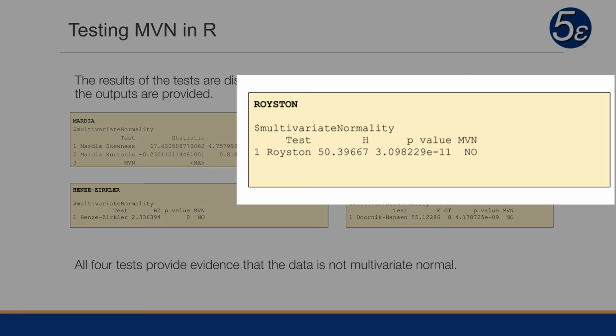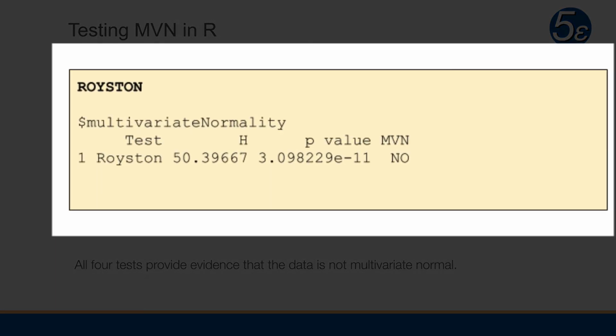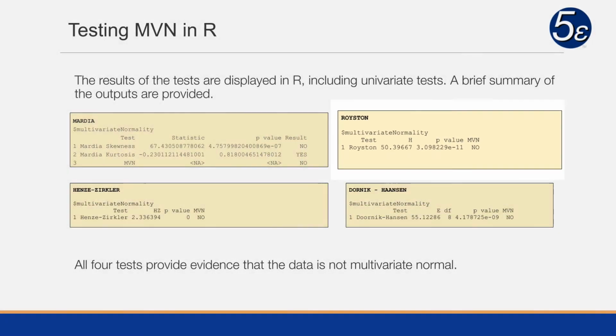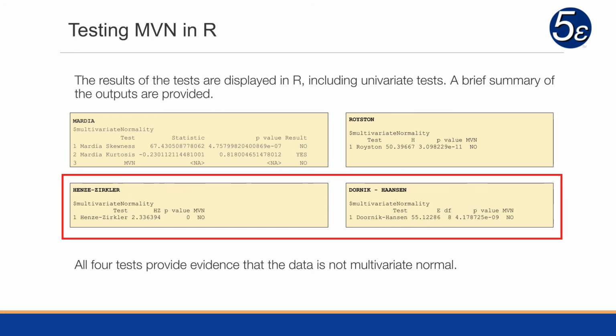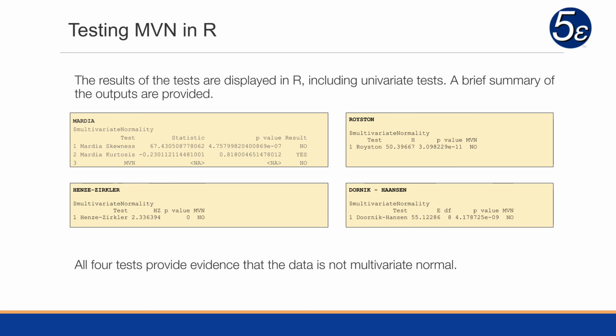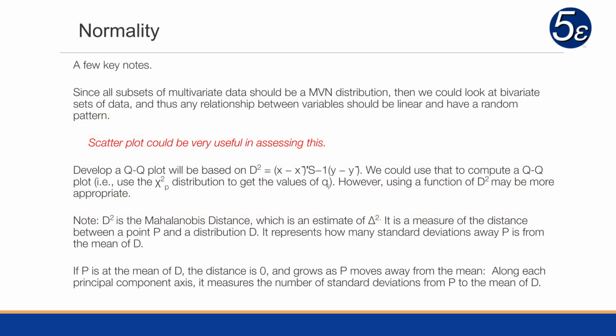The Royston test to the right will provide us with a p-value, which in this case is less than 0.05, and therefore, again, we will reject the null hypothesis that the data is multivariate normal and state that we have evidence that the data is not multivariate normal. And the same holds true for the Henze-Zirkler and the Doornik-Hansen test. All 4 tests, therefore, provide evidence that the data is not multivariate normal. So a few key notes.